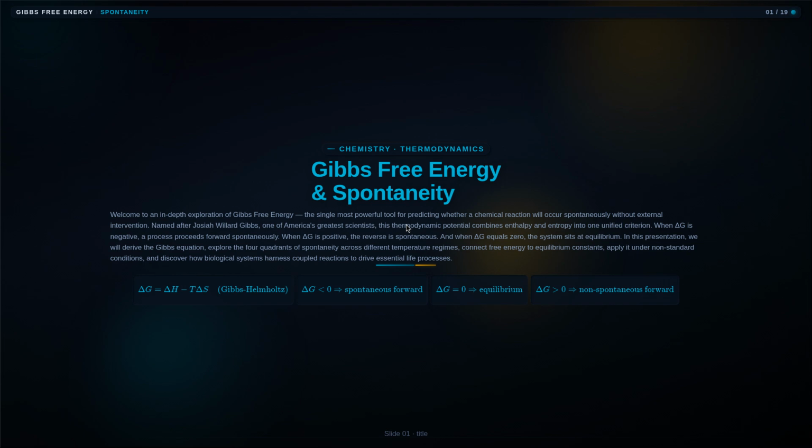Named after Josiah Willard Gibbs, one of America's greatest scientists, this thermodynamic potential combines enthalpy and entropy into one unified criterion. When delta G is negative, a process proceeds forward spontaneously. When delta G is positive, the reverse is spontaneous. And when delta G equals 0, the system sits at equilibrium.